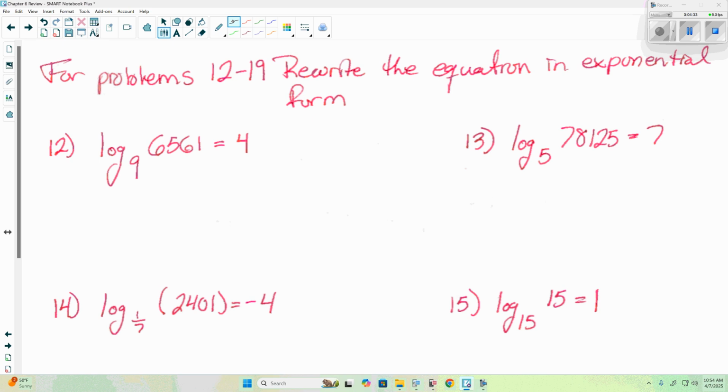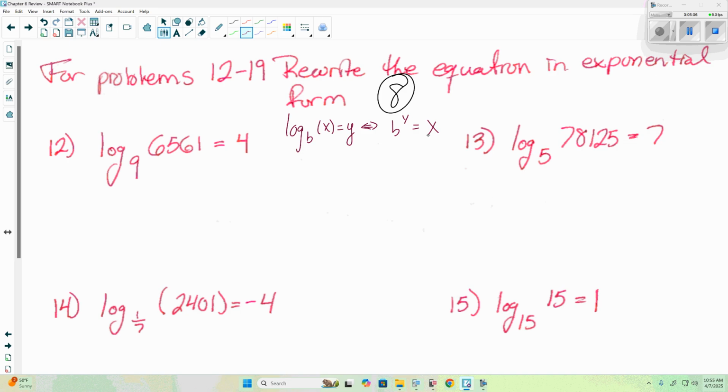12 through 19, rewrite each equation in exponential form. There's going to be 8 of these on the test. Rewriting it from logarithmic to exponential. So to go from logarithmic to exponential, I do have it written on the sideboard. Log base b of x equals y if and only if b to the y is equal to x. We're going from logarithmic to exponential.